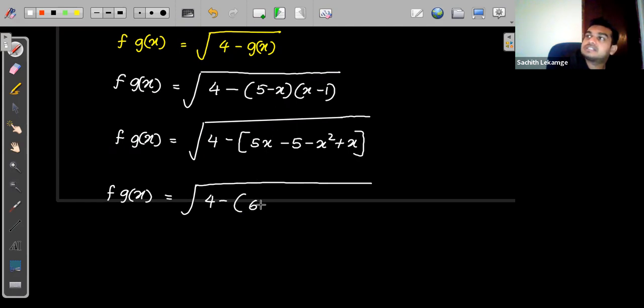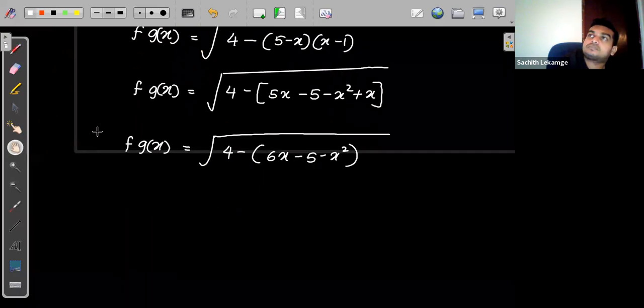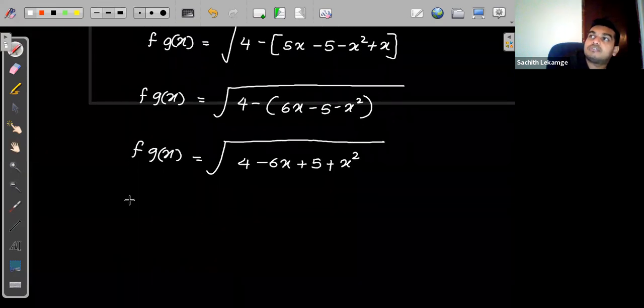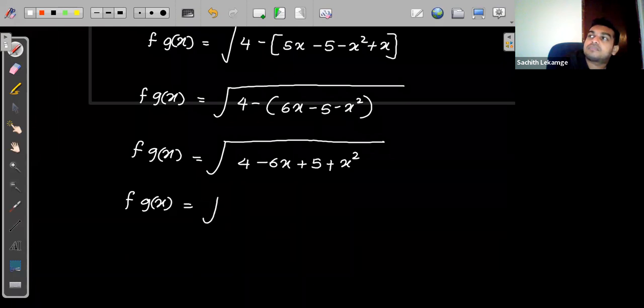Find 6x minus 5 minus x squared. From this minus sign, multiply the whole bracket, then you get 4 minus 6x, minus into minus plus 5, minus into minus plus 6. Okay, then what? fg(x) equals 4 plus 5, 9, x squared first, x squared minus 6x plus 9.